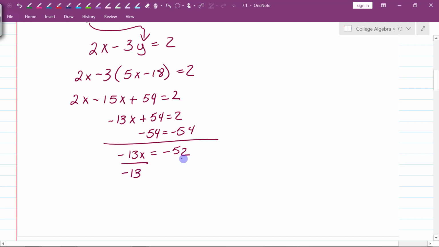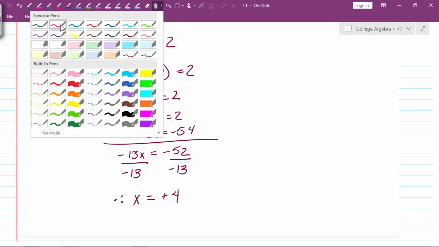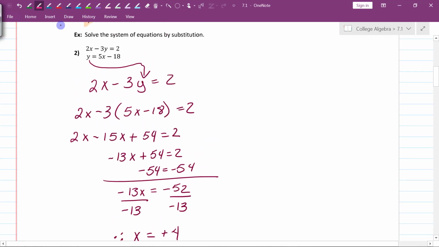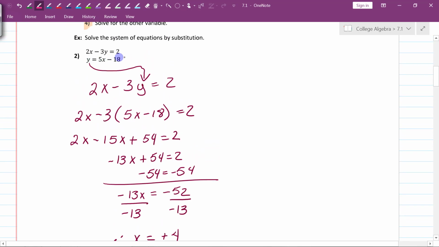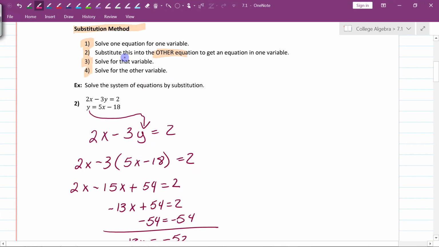13 over to the right-hand side of the equation, and I get, therefore, x is equal to, a negative divided by a negative is positive, 52 divided by 13 is 4. So x equals positive 4. Now I'm going to come up here and I'm going to substitute all of this information into my next equation so I can solve for the other variable. That would be step 4.